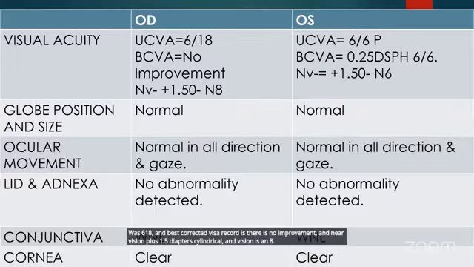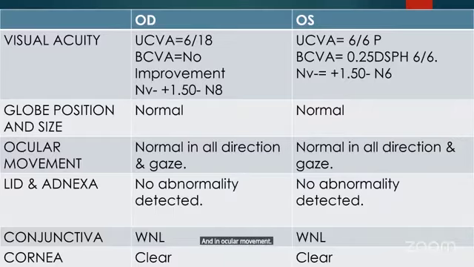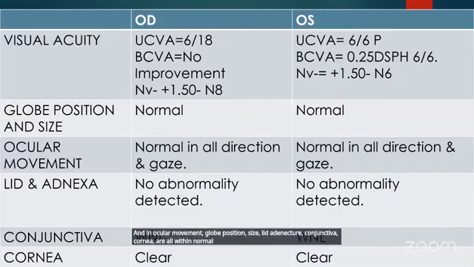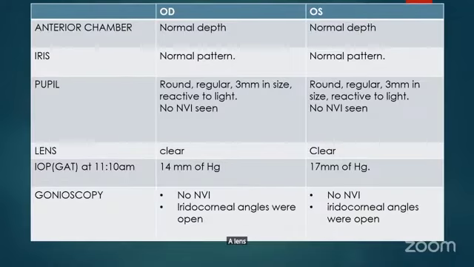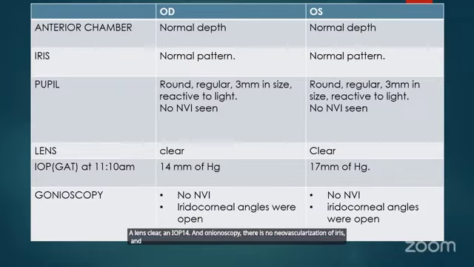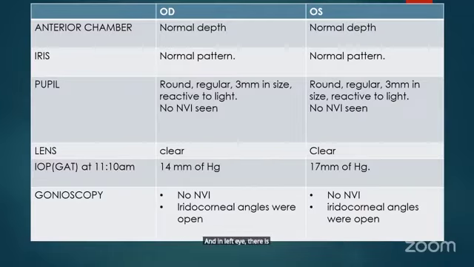In ocular movement, globe position, size, lid adnexa, conjunctiva, cornea are all within normal limit, and cornea was clear. In anterior chamber, normal depth was seen, iris normal, and pupil normal, lens clear, and IOP 14. On gonioscopy, there is no neovascularization of iris, and iridocorneal angles were open. And in left eye all are within normal limit.